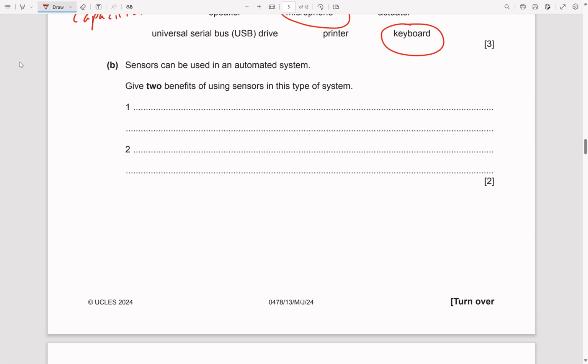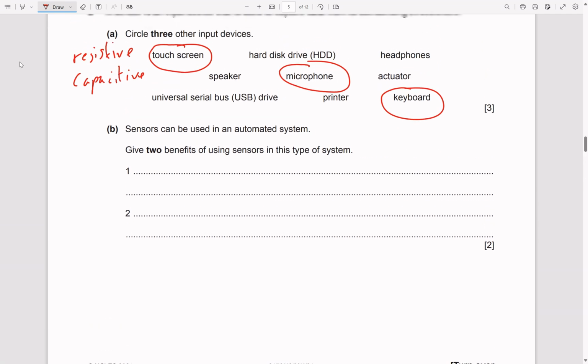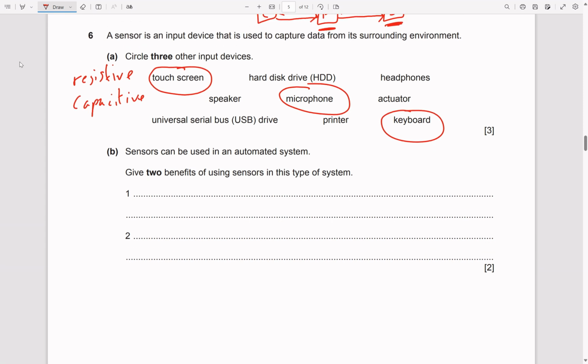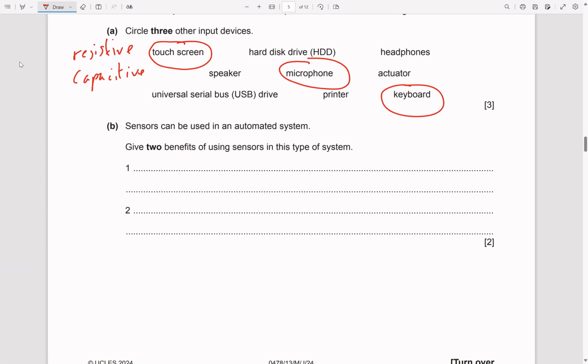Right, sensors can be used in an automated system. Give 2 benefits of using sensors in this type of system. Okay, so I think we can say, obviously, a human doesn't have to be involved. That's kind of in the name of saying automated, so maybe they would accept that, maybe not. I'm going to say a human doesn't have to be involved to take readings.